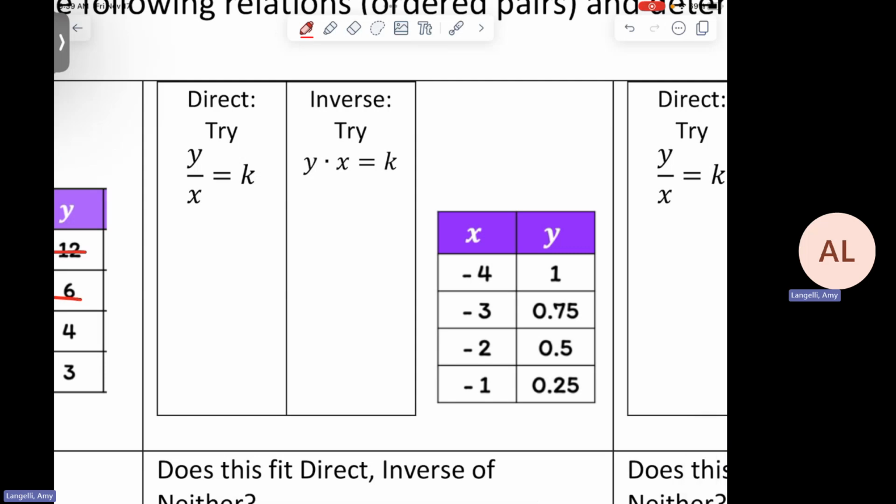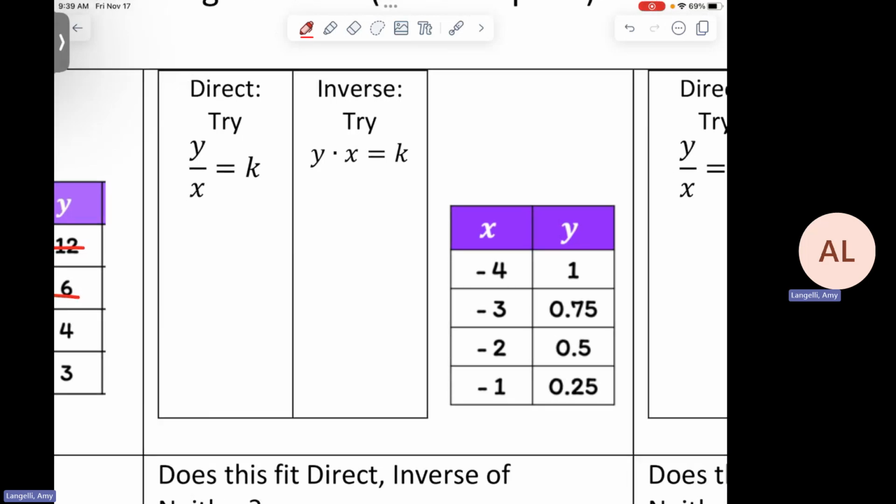Let's try direct again. So direct is going to take each of those y's, like 1, and divide by the x. And that's going to make negative 0.25. I can do that one in my head. The next one's a little questionable in my head. The next one will be 0.75 divided by negative 3. Oh, I can do that one in my head. That's negative 0.25 as well.